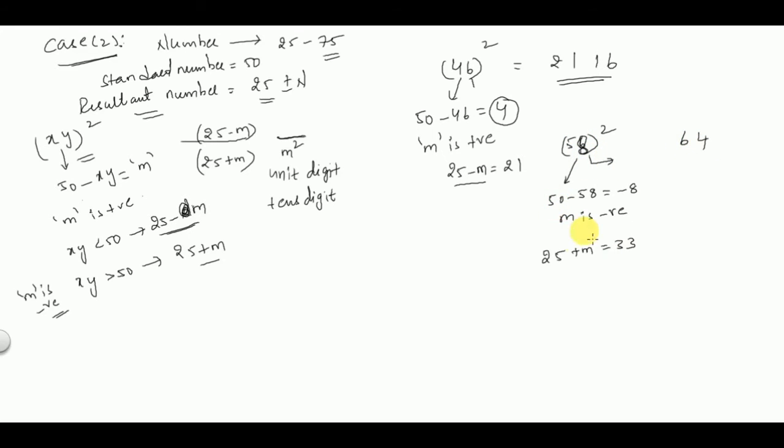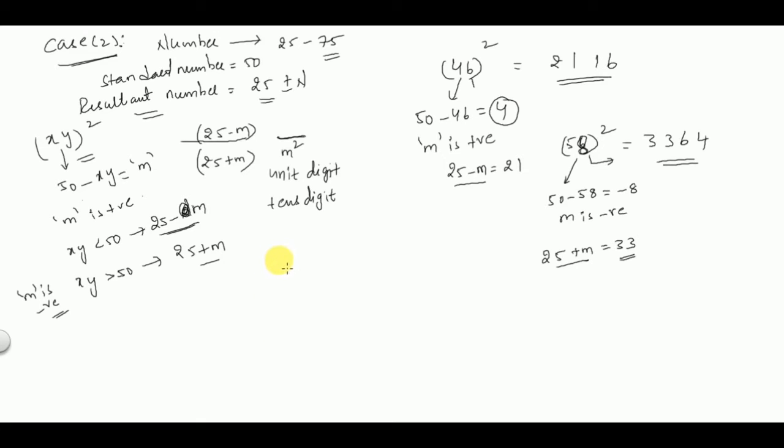So 8 square is 64, and 25 plus m, the resultant number is 33. So 58 whole square is 3364. Okay, so in this way you can find any value between 25 and 75 with this easy trick. Isn't it easy? Yes, it is easy. So you can find this value.